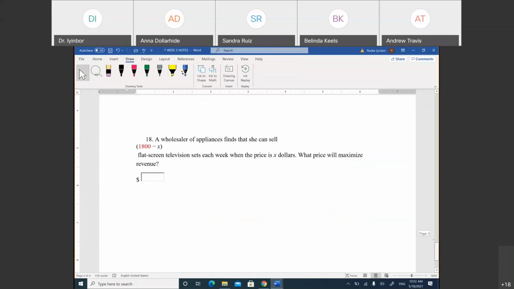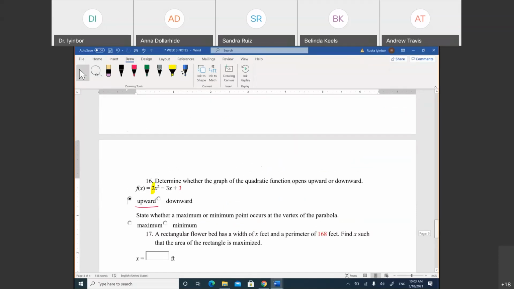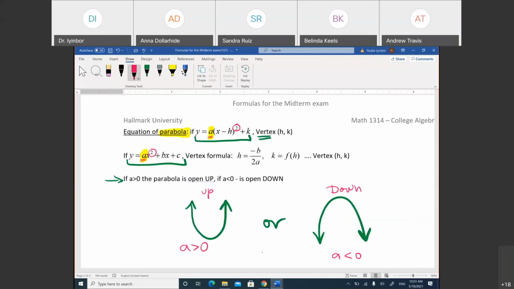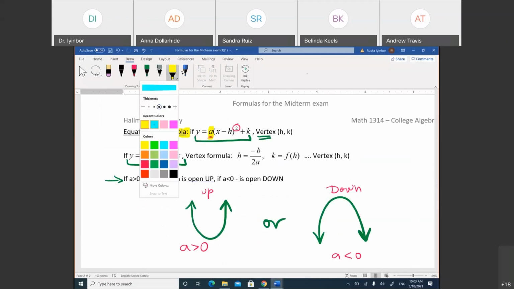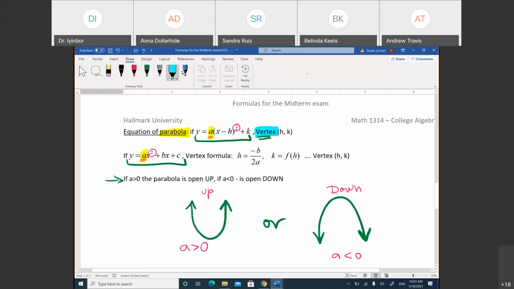Okay, this is the word problem. So how do you know if it's maximum or minimum? So come in here. So you know if it opens up or down. Now what is the vertex? So the vertex, let's talk about vertex, is the point, the minimum point here or the maximum point here, is the vertex. Okay, so that's your vertex.